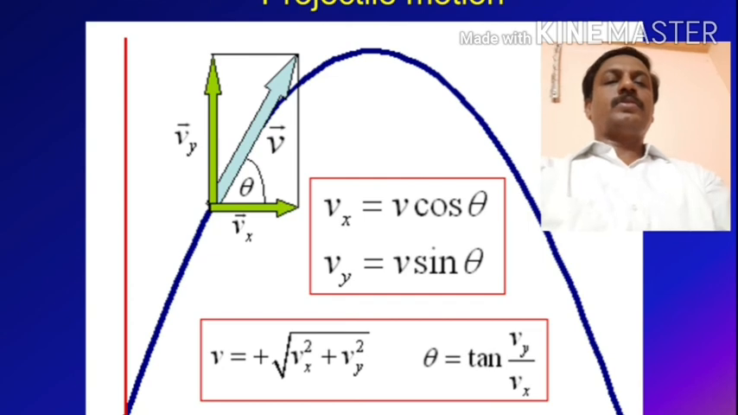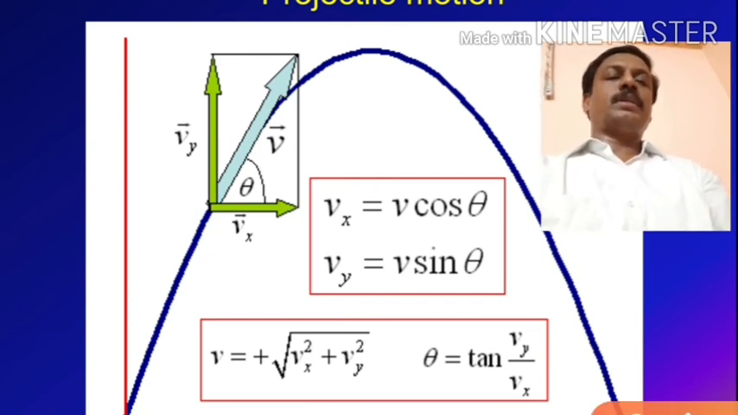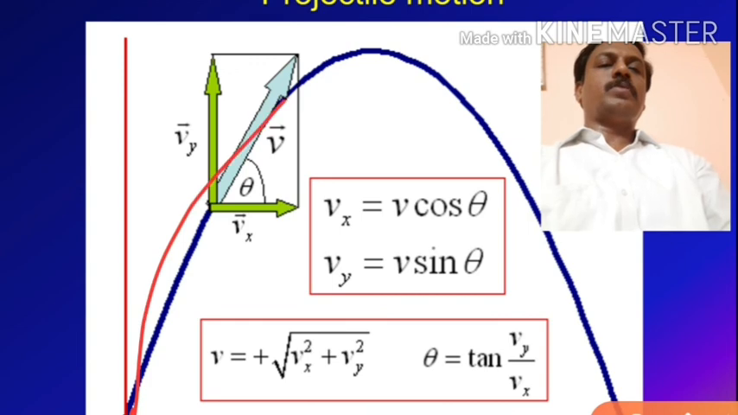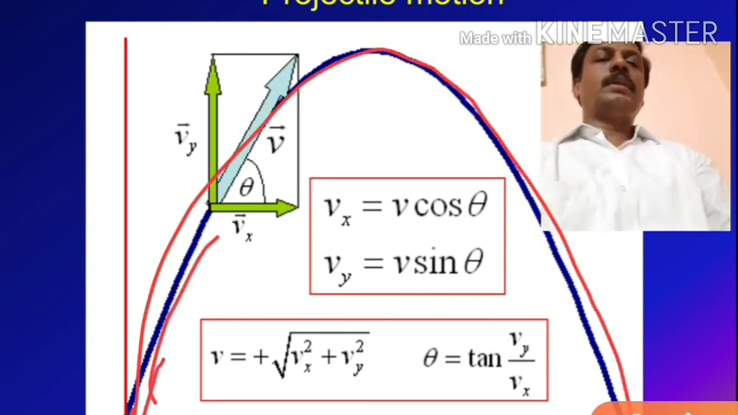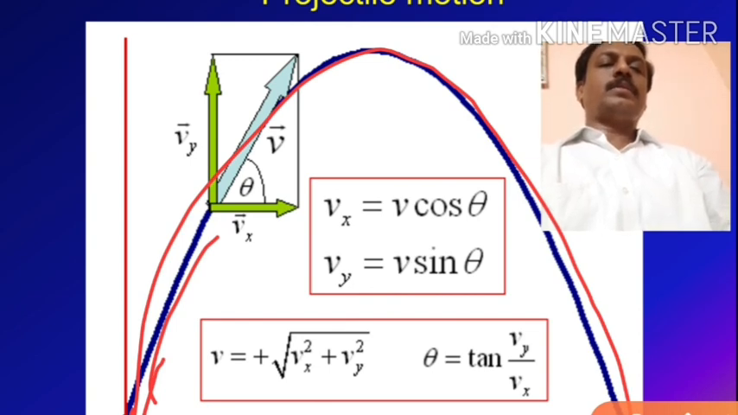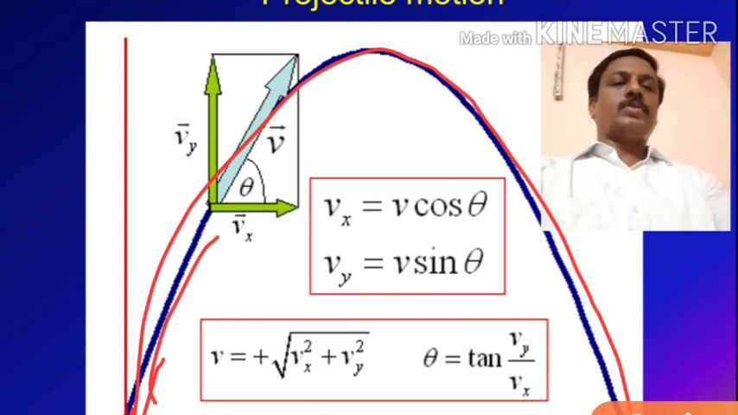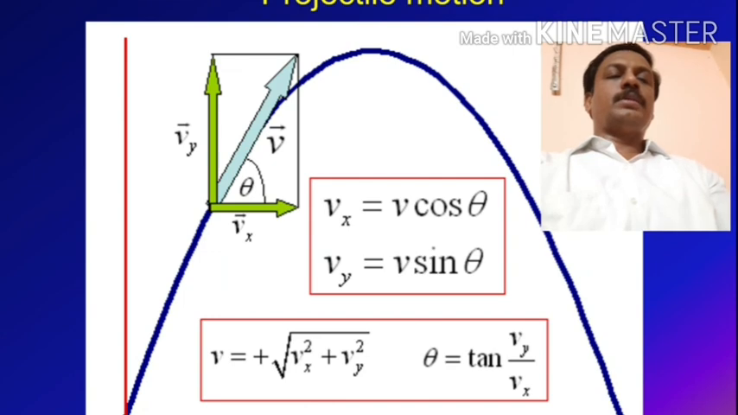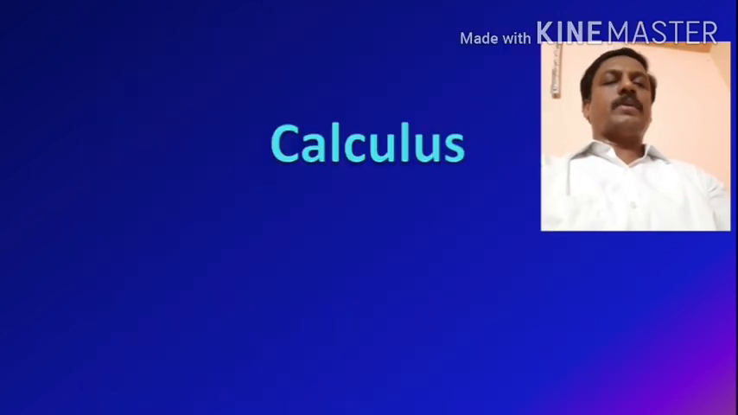It is also used to find the components of velocity in projectile motion. Projectile motion means when any object is thrown in the air, it moves in this form. So it goes like this. In this process velocity has two components, the x component and also the y component. So here also we use these trigonometric functions.